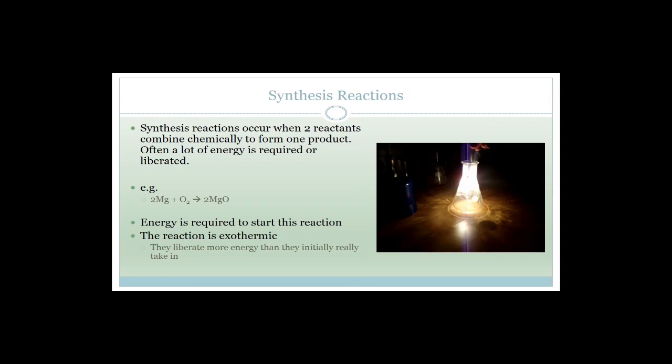So for example, they call this the oxidation of magnesium. But what they're really doing is burning magnesium in oxygen, and it forms magnesium oxide. Now, magnesium is a silver gray metal, and magnesium oxide is a white gray powder. But when the magnesium burns in oxygen, you'll see it now, it forms a bright white light.